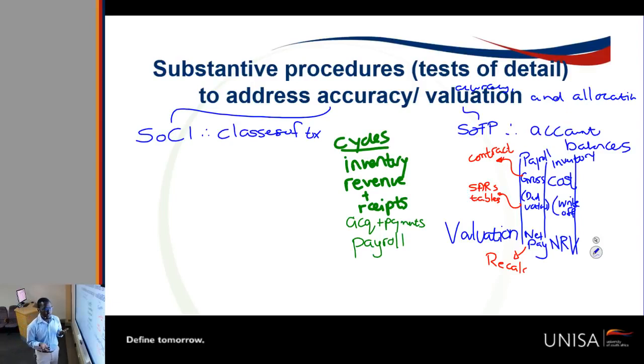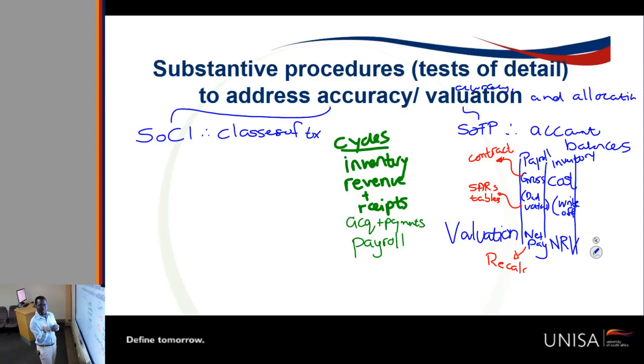And how would our procedures affect this? Our costs, we'd agree to supporting documentation, being whatever invoice you received upon buying the goods. The write-off would be a recalculation and agreeing to the policy of the entity. And then our net realizable value would be a recalculation, to check that the cost less the write-off is in fact equal to NRV.